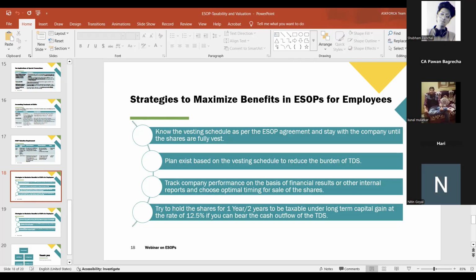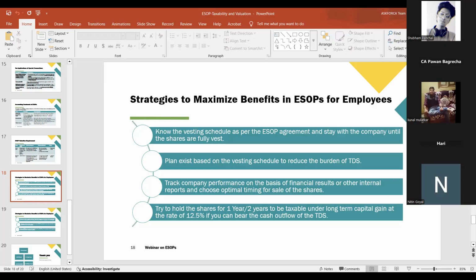During the period we can track the company performance by the financial results or any other internal report. If we are getting details that the company value is going up, we can hold till we feel that the value will be going up. Otherwise, accordingly we can take the decision, whether the company is going up or going down, and plan the exit to take the maximum benefit of the value.